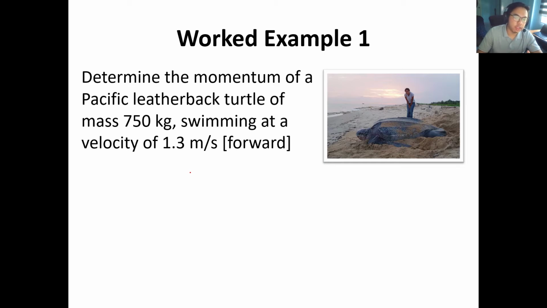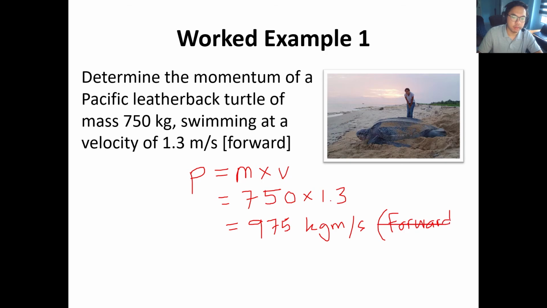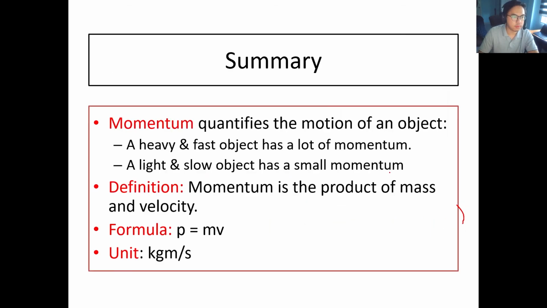What's the formula of momentum? p equals mass times speed or velocity. What's the mass? 750. What's the velocity? 1.3. And that will give you 975 kilograms meters per second. Don't forget to write down the direction for this momentum, because momentum is a vector, and in this case the momentum is also in the forward direction.